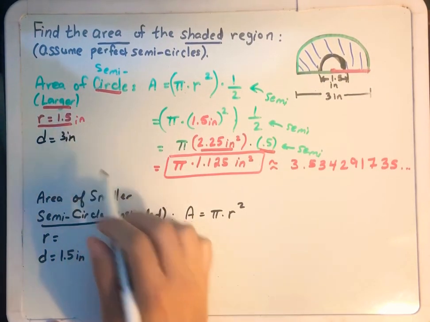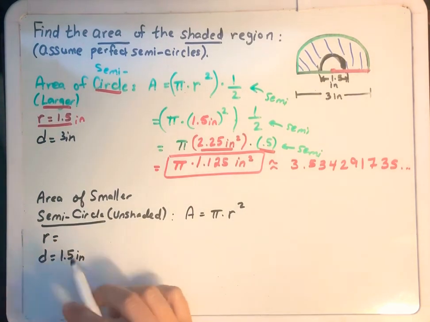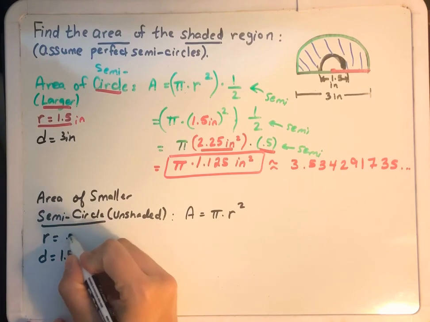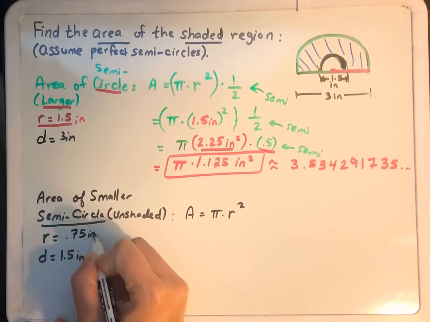So half of that, the radius was 1.5. So if the diameter is 1.5, let's cut that in half. 1.5 divided by 2. What do you get? 0.75? Check it out. 1.5 divided by 2. Yep, you should be getting 0.75 inches.